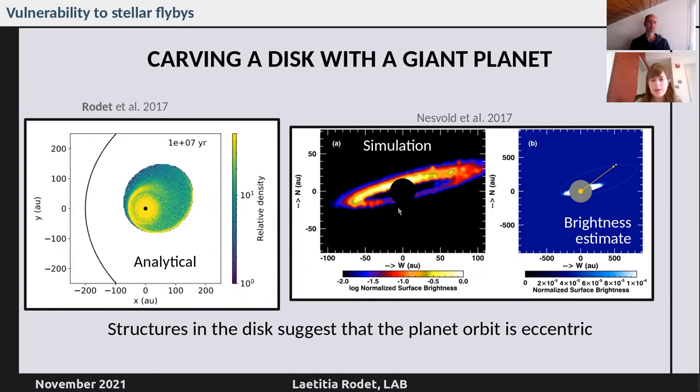You can numerically add a bit more complexity to the model by adding some superparticles and collisions. This is what another team did, and they found a very similar conclusion and were able to recreate the observation. The structures in the disk suggest that the planet orbit is eccentric in both studies. So it is a nice thing that we were able to predict the orbit of the planet just using the structure of the disk.